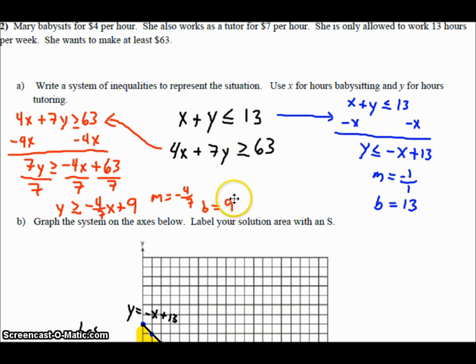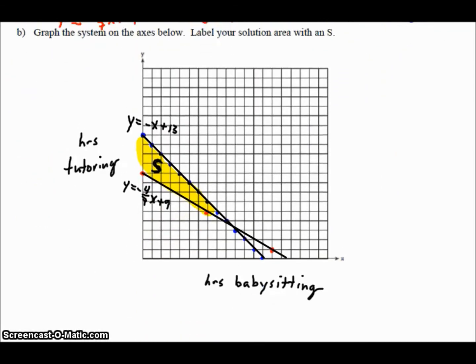Both of these are going to be solid lines. So let's see what the graph looks like. Both solid lines. I've labeled them both with the equal signs. It's going to be above this line and below this line. So you could have done the whole shading, but you get a pretty messy graph. So if you can just shade the part where your solution area is, then that's good. So it should just be this little sliver here.